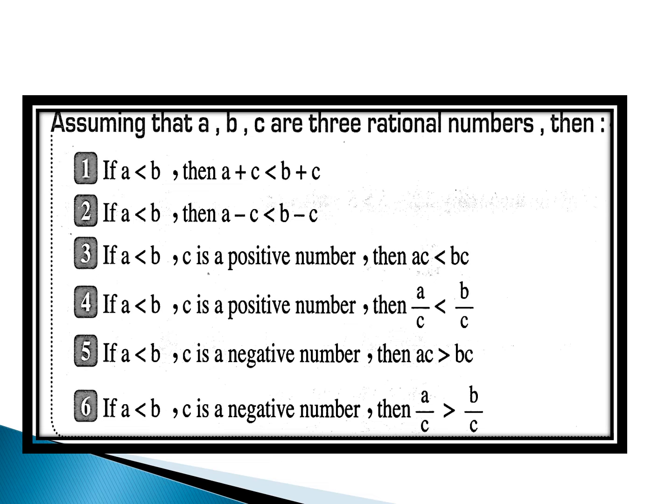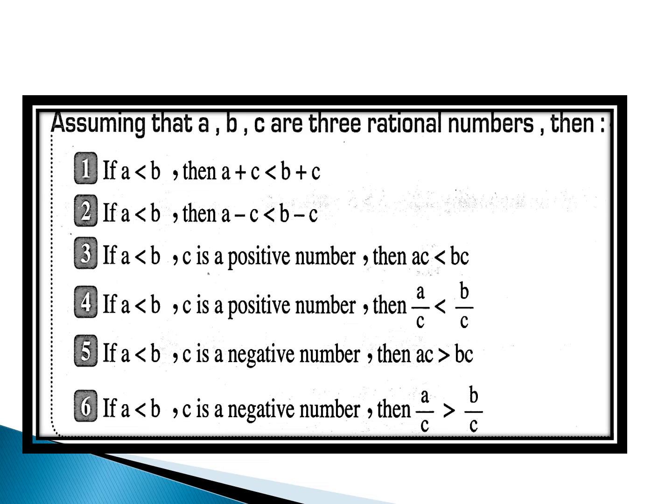If we have A less than B and C is a positive constant, then A times C, or AC, is less than BC. Number 4, if we have A less than B and C is a positive constant, then A over C is less than B over C.